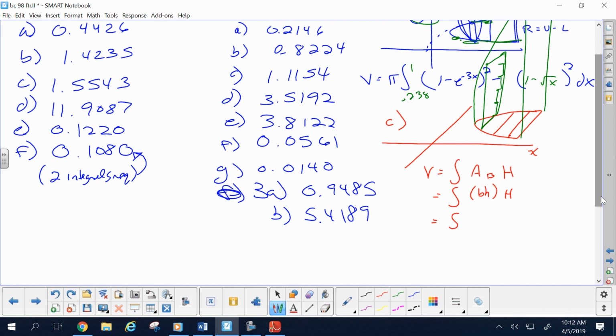What's the relationship between B and H? Read it more carefully. The height is 5 times the length of the base. So if the height is 5 times the base, it would be 5 times the base. Right. So what we want to do is 5 times the base squared dx. Now the only question is, what's the base? Well, here's the base. It's upper minus lower. So what is upper, what's lower?